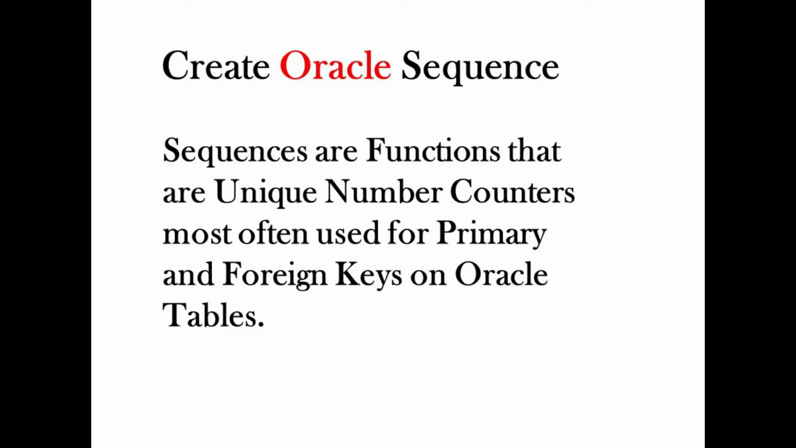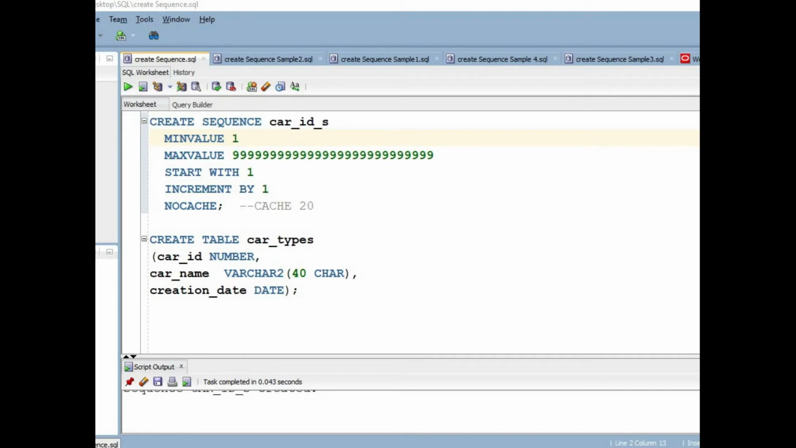The two types of sequence functions we'll be going over are the next value and the current value. Let's move over to Oracle SQL Developer. Here we have our create sequence statement. I'm going to name it car ID S, and I'm going to start my value at 1, and my max value is going to be this number. This is the default number if you don't set a max value. I'm going to start it with 1, and I'm going to increment by 1.